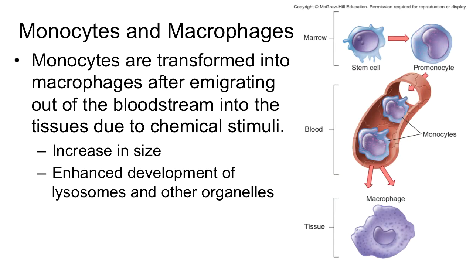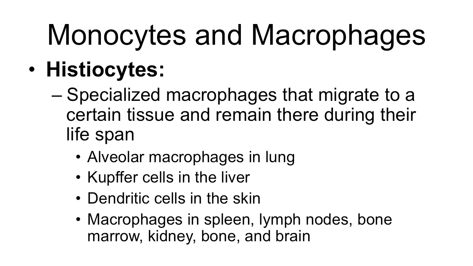Monocytes and macrophages are some of the most effective phagocytes that we have. As we mentioned earlier, those monocytes are going to transform into macrophages once they get out of the bloodstream and invade a tissue. They also differentiate by increasing enzymes and increasing their capacity to destroy microorganisms by having enhanced lysosomes and other organelles needed for destruction. For example, histiocytes are specialized macrophages that are going to migrate out of the blood.